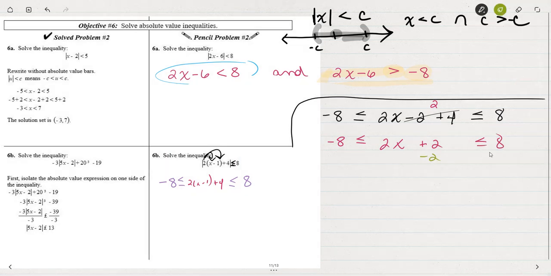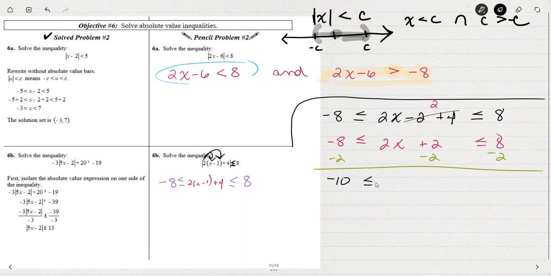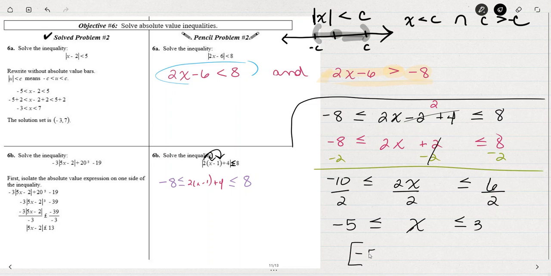Subtract 2 from all three portions. So we've got negative 10 less than or equal to 2x. The 2 minus 2 cancels each other out. Less than or equal to positive 6. Divide by a positive 2. Negative 10 divided by 2 is negative 5. Less than or equal to x. Less than or equal to 3. So we've got all the x's starting at negative 5, going up to and including the 3.